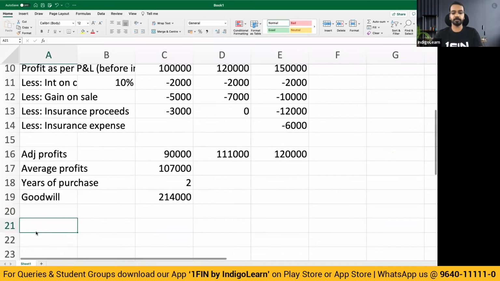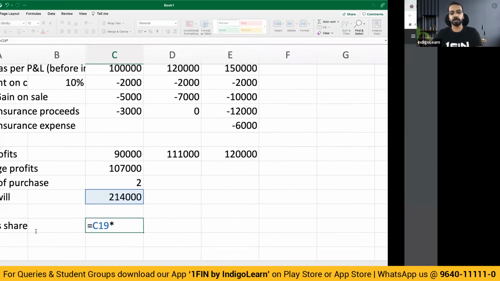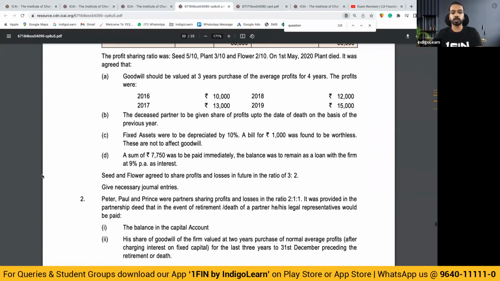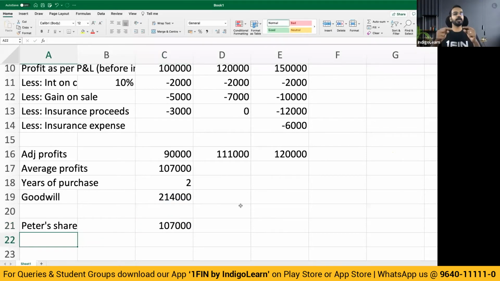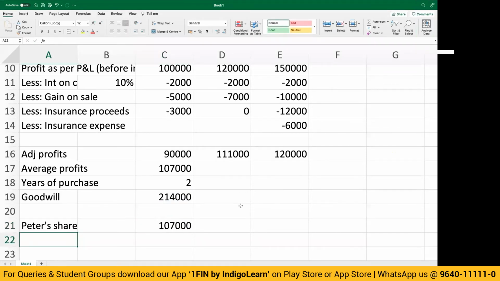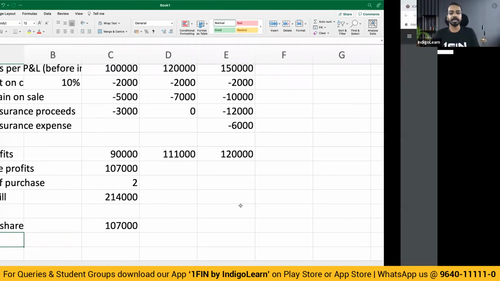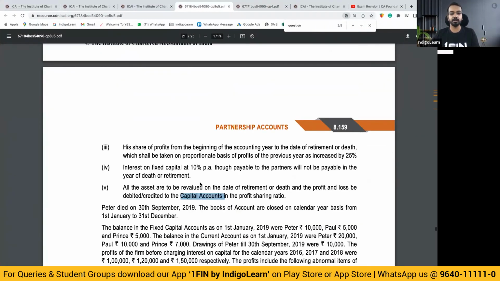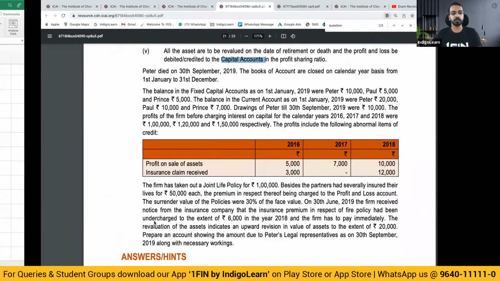How much is Peter's share? 2,14,000 multiplied by, what is the ratio? 2:1:1. So 2 by 4, which is 1,07,000. Now, friends, in this question, the question has only asked us to prepare Peter's account, the accounts related to Peter. So we need not worry about the share of the remaining two partners. So this much calculation is more than sufficient, right? Then once we are done with the goodwill calculation, we can start preparing the partners' accounts. So let us do that.